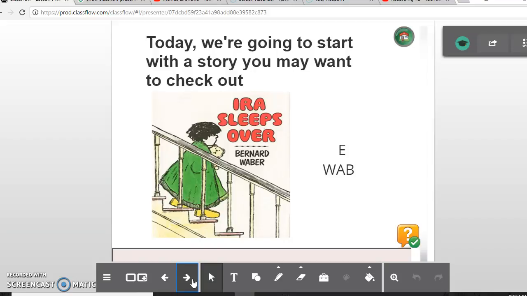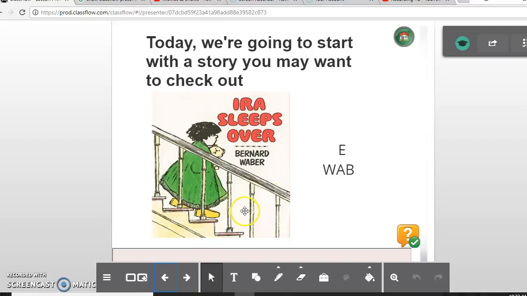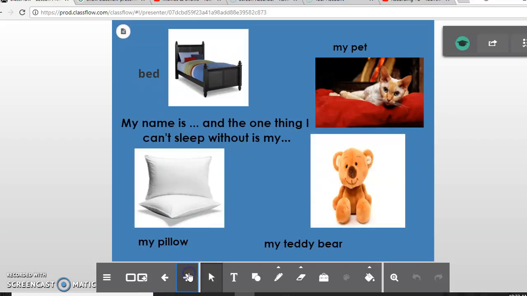We read a little bit of Ira Sleeps Over to give them a suggestion that they might want to check that book out. I went around, asked them their names, and one thing they can't sleep without, and that goes with the book because Ira can't sleep without his teddy bear.